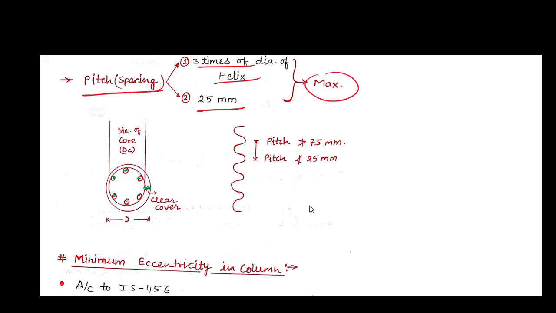So in this case, this is the helical or spiral reinforcement. So it is the pitch. From the upward part or crest of the helical reinforcement, it is the vertical distance between this. The pitch should not be greater than 75 mm and should not be less than 25 mm. So it is the range from this part.